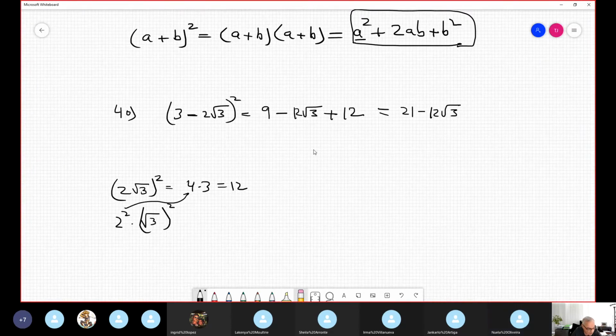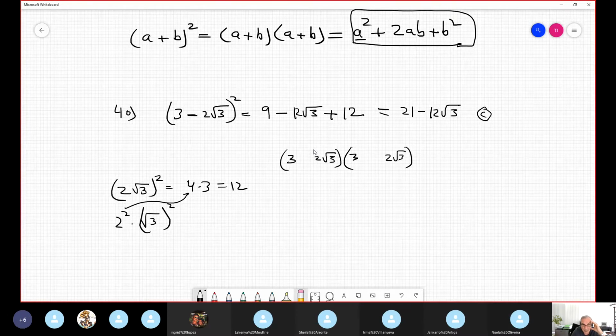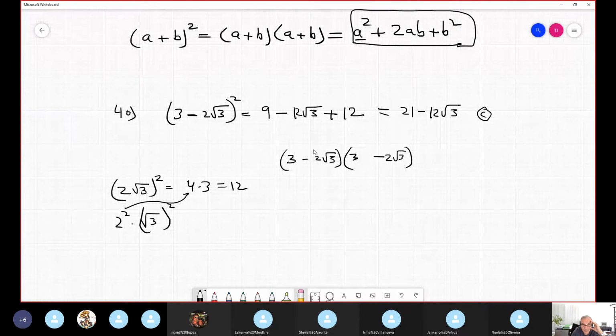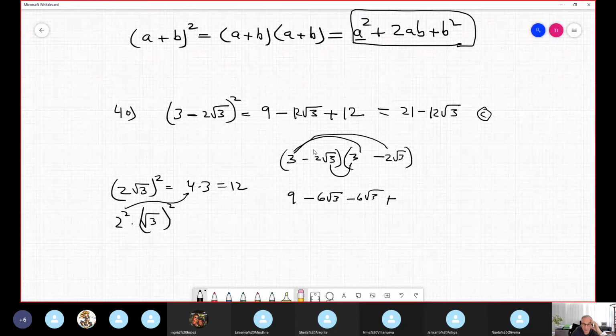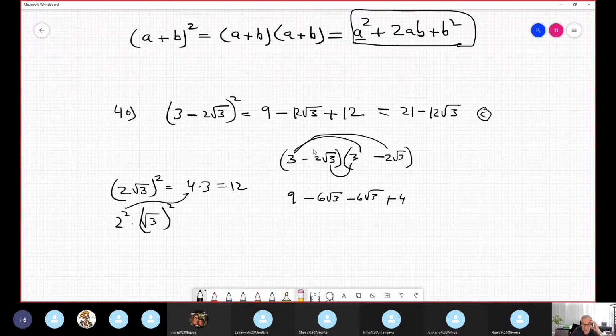Okay. What's the option? Suppose a student says, professor, I never memorize this. In my brain, I have no space to memorize any other formula. Okay? I respect. And you FOIL. 3 times 3 is 9. 3 times 2 is minus 6 radical 3. This and this is minus 6. And we expect to always get the same. Twin brother. Plus 2 times 2 is 4, and radical 3 times radical 3 is 3.